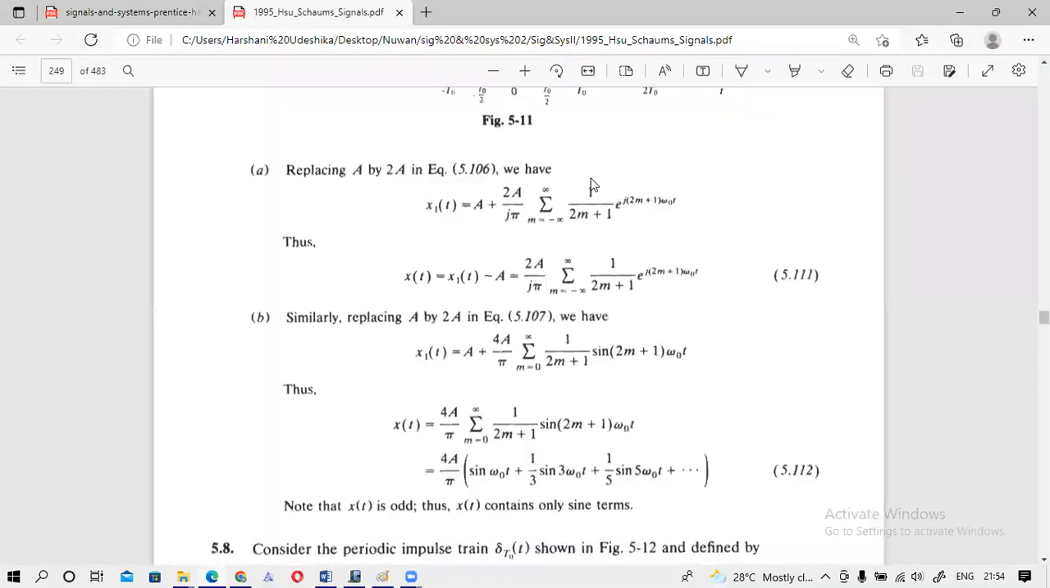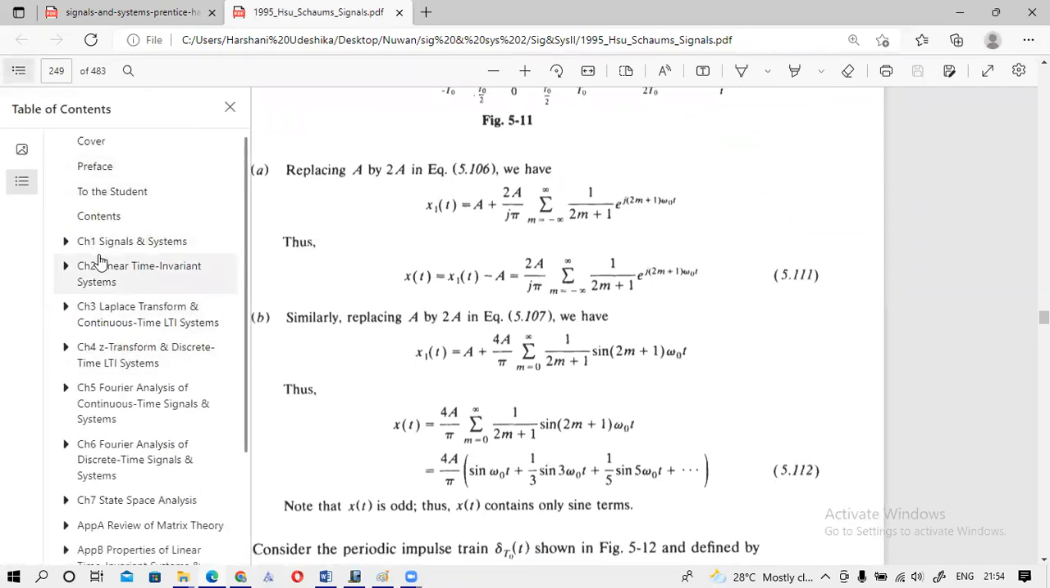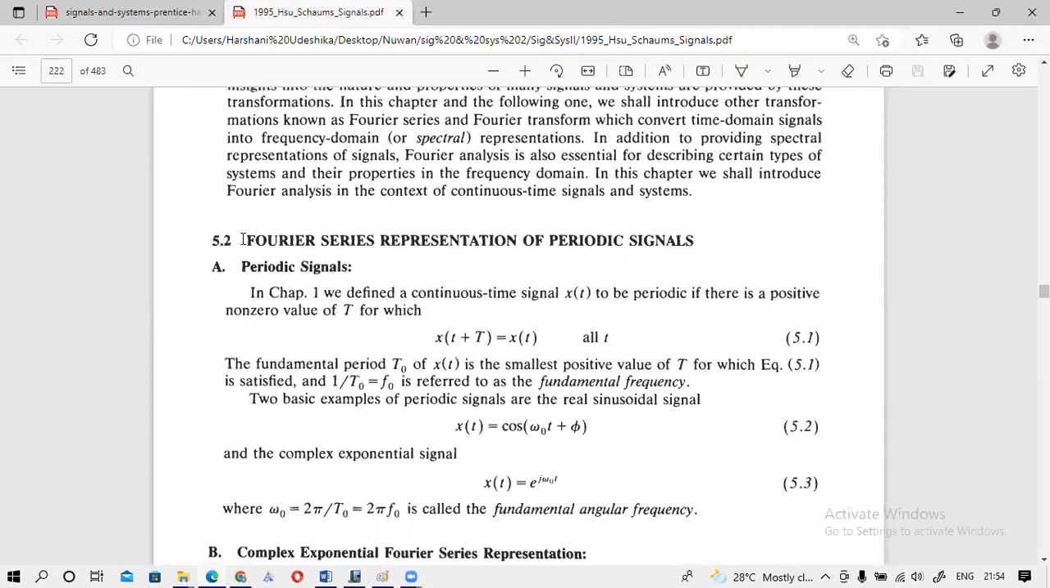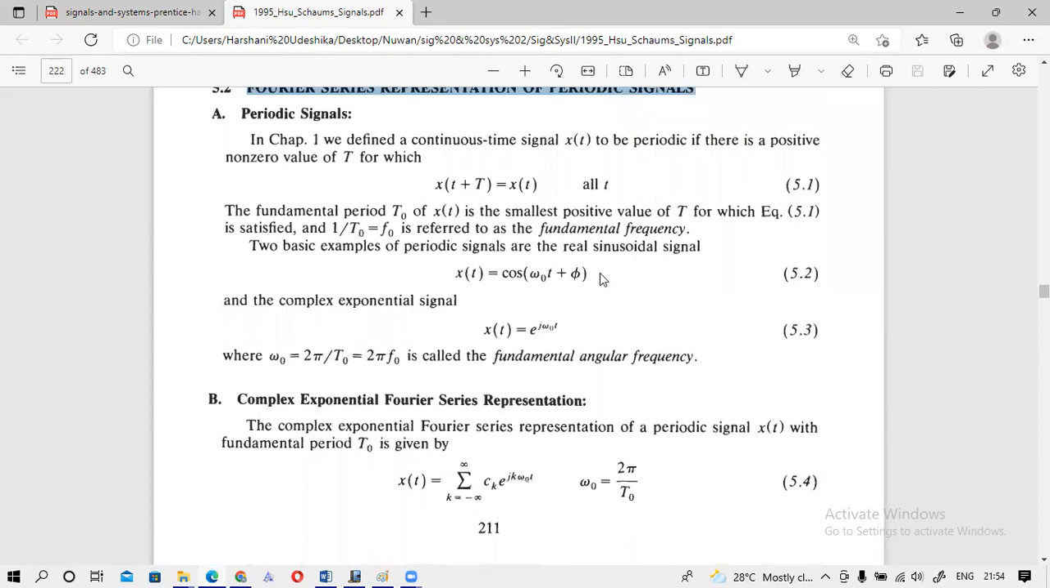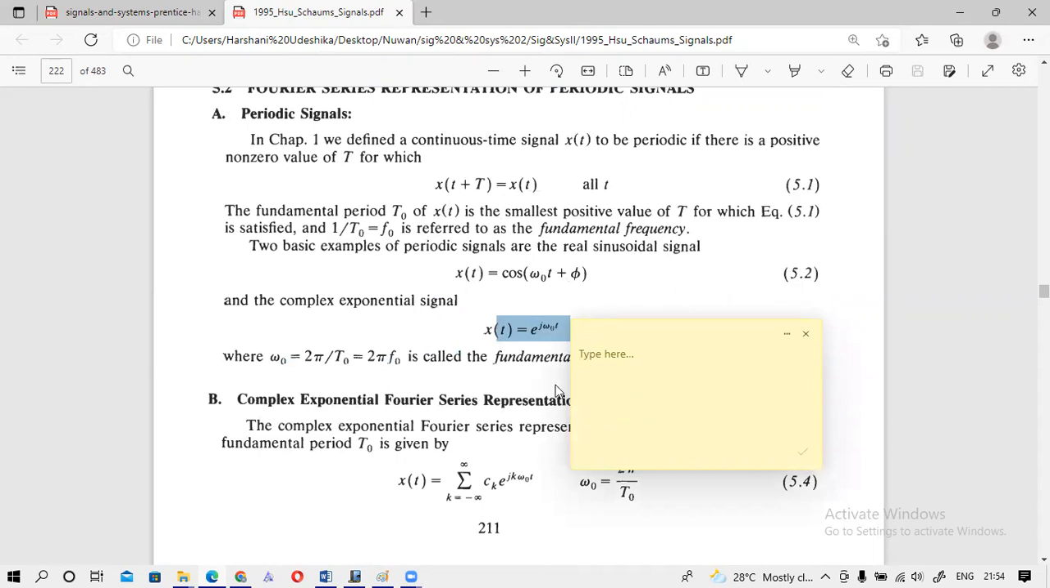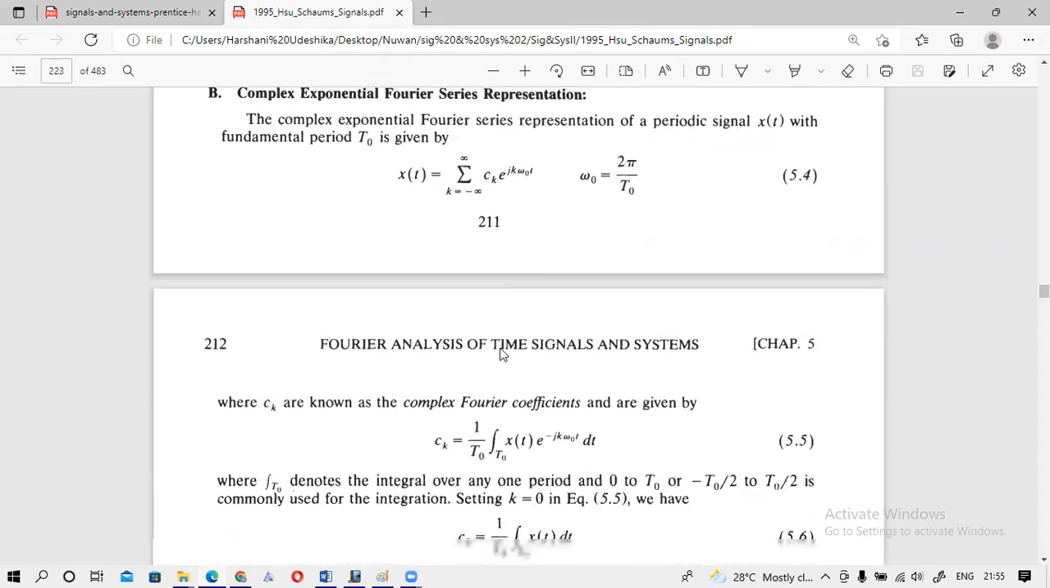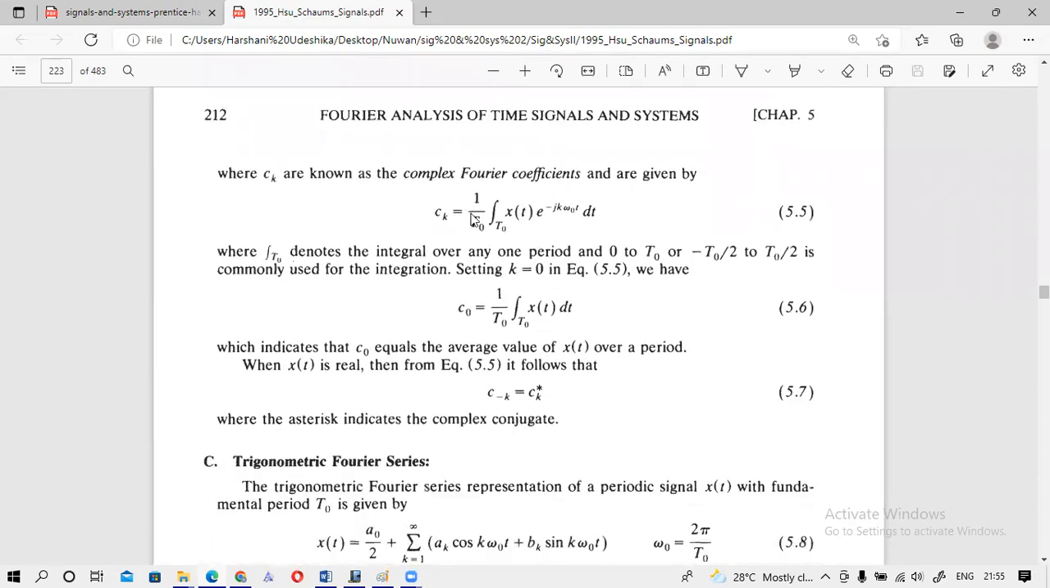So this is our textbook, and I think you can refer to this one also for more information. Here the fifth chapter is Fourier analysis, and this is the Fourier series representation, what we have discussed just now. These are the two fundamental basic periodic signals, exponential and sinusoidal. And this is the complex exponential Fourier series representation, and this is how we can evaluate the complex Fourier coefficients. This one is for the zeroth component, that means it evaluates the DC component.